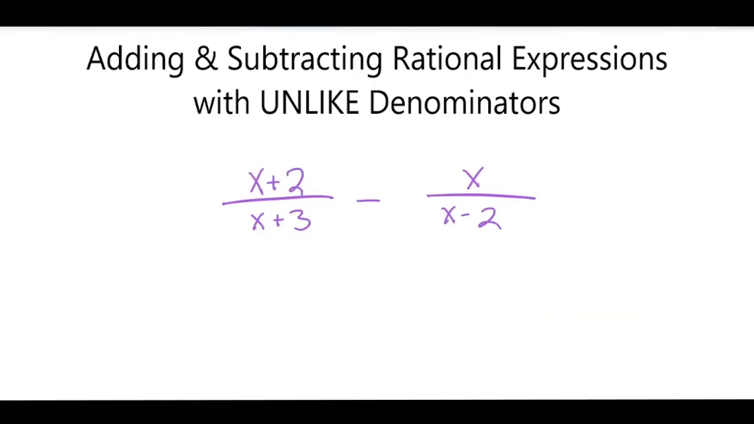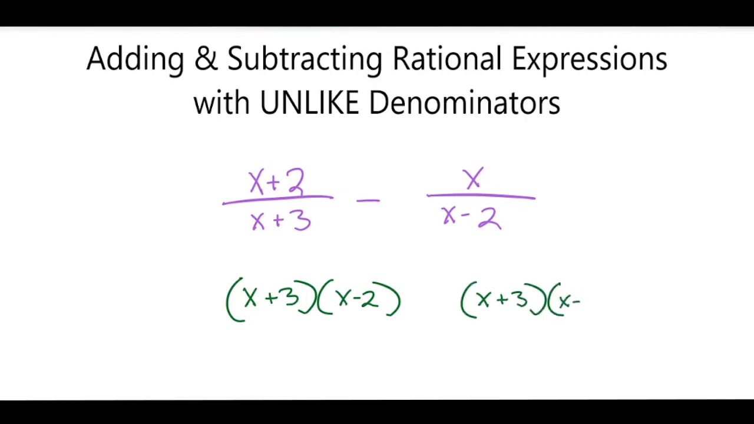Alright, so here I have x plus 2 over x plus 3 minus x over x minus 2. So the way we do this is we have to find a common denominator, and we need to make the least common denominator. And the way I'm going to do that is because each of these are a factor, and I can't factor anything out of them, I'm going to have to make my common denominator x plus 3 times x minus 2. So the denominator for both of the fractions will become x plus 3 times x minus 2.